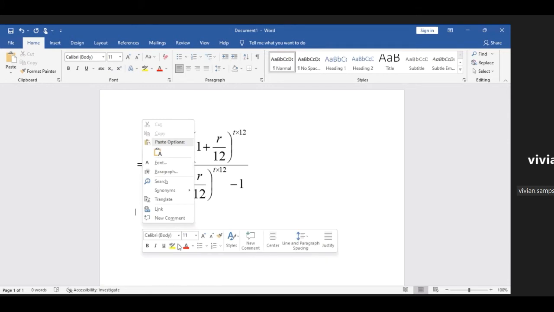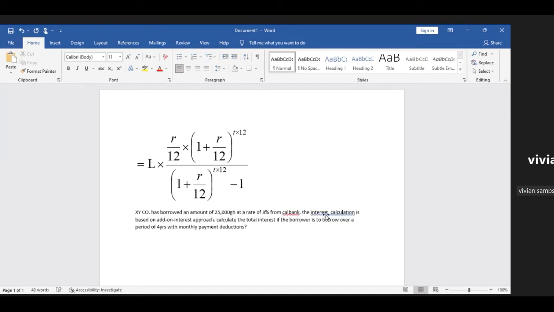Can you see the question? Yes, madam. Okay. So XY company has borrowed an amount of 25,000 at a rate of 8% from Car Bank. Calculate the total interest if the borrower is to pay over a period of 4 years with monthly payment deduction. Assuming the loan is a home mortgage loan, okay?